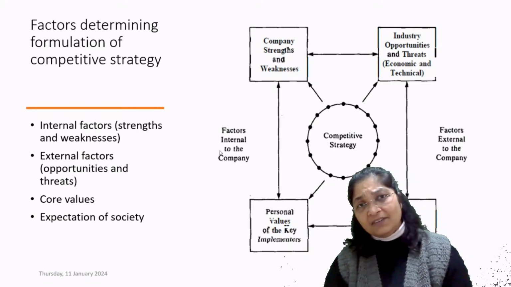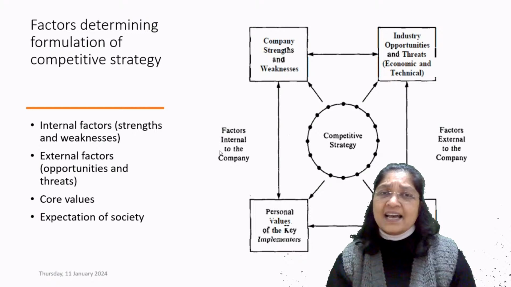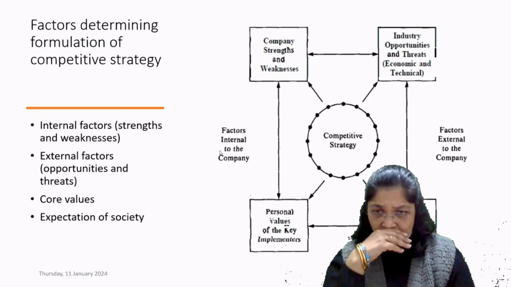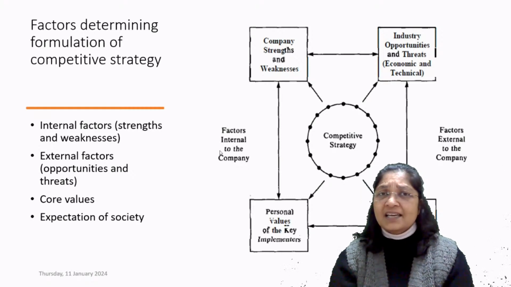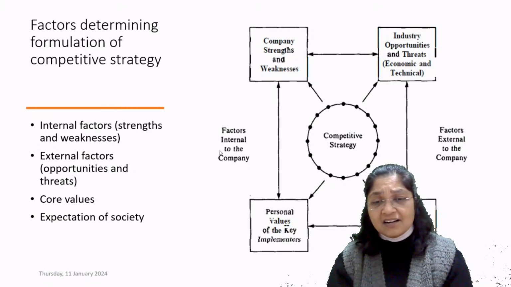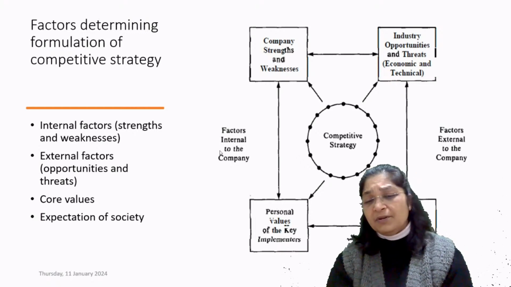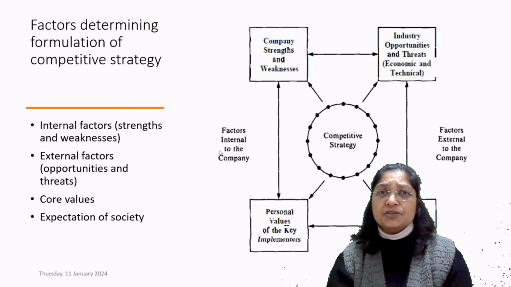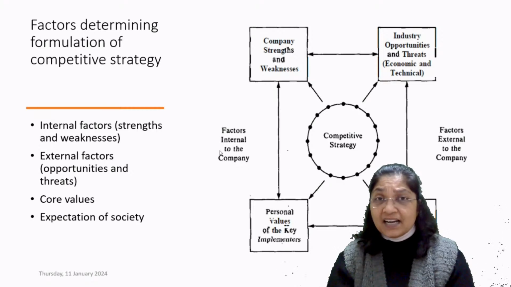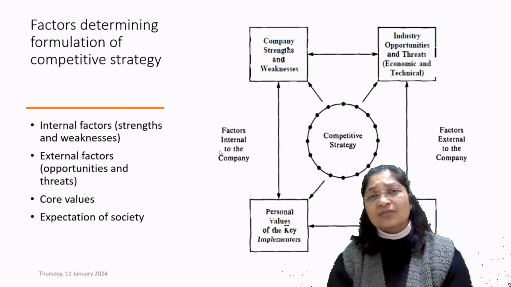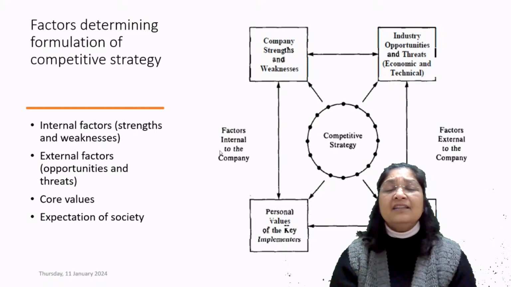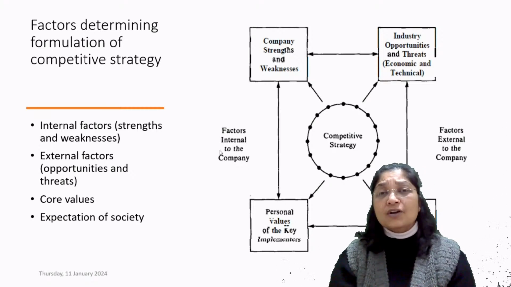These are the company strengths and weaknesses. The strengths and weaknesses of the company have major implication on the formulation of competitive strategy in the organization. Secondly, the second set of internal factors are the personal values of the key implementers. The personal values of the organization, the core values of the organization. Core competencies would obviously be part of the strengths, whereas the core values, the mission, the vision of the organization, that will form a part of the internal factors which affect the formulation of competitive strategy.